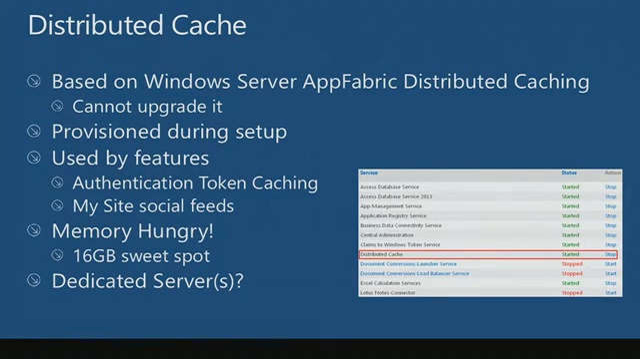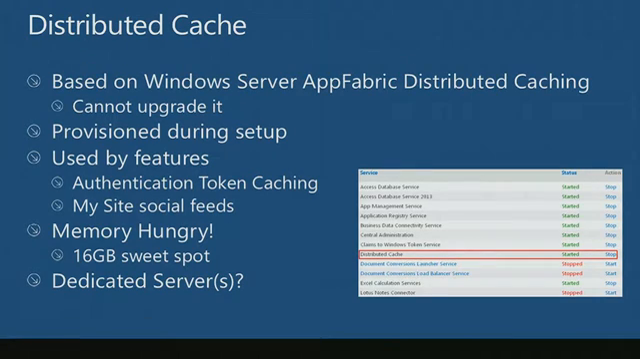Okay, it loves memory out there. So the sweet spot from some of the testing that's being done up in the product team appears to be around 16 gig for the server. Okay, so if you're going out there thinking about putting SharePoint Server 2013 out there, you may want to think about the specifications of your servers to make sure that your distributed cache is going to be available for that. There's also talk that it may need to be on its own dedicated servers as well.